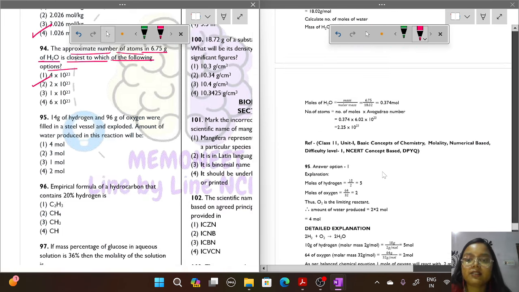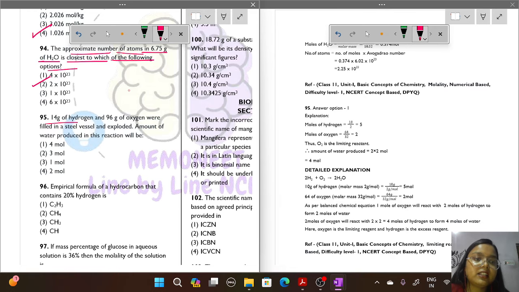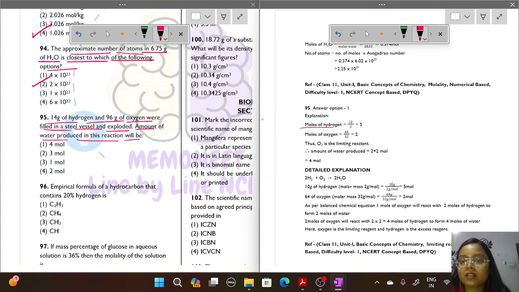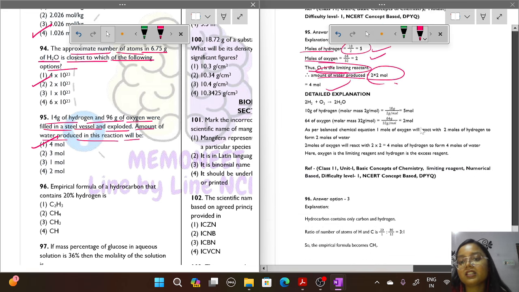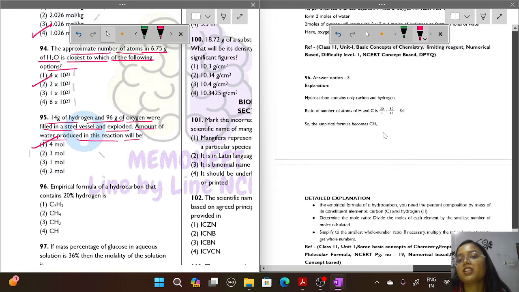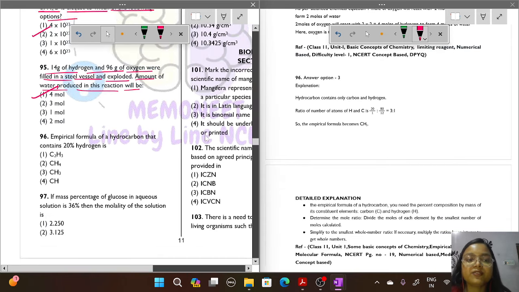Question number 95. In question number 95, 14 gram of hydrogen and 96 gram of oxygen were filled in a steel vessel and exploded. What will be the amount of water produced in this reaction? Moles of hydrogen is 10 by 2, which is 5, and moles of oxygen is 2. Thus oxygen is the limiting reagent and amount of water produced will be 2 into 2, which is 4 mole. 4 mole is the correct answer. If you are not understanding now with the crisp explanation, then you can go for the detailed explanation as well. You will be provided with the PDF of explanation.